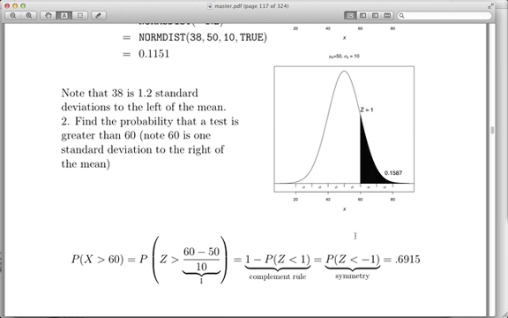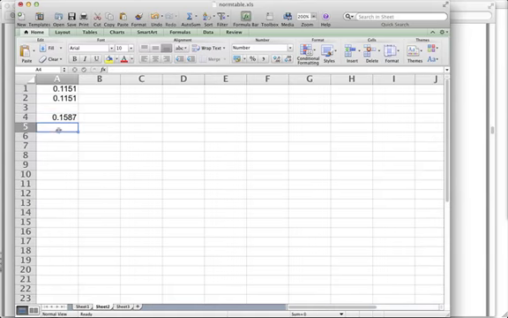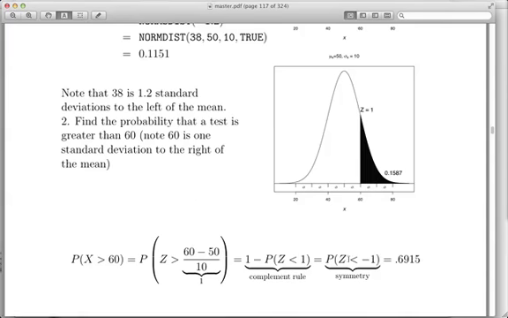Okay, now there's another possibility, and that is to invoke symmetry. So here's the notion behind symmetry. This area, so the chance that you're 1 standard deviation above the mean or more, is exactly the same thing as being less than minus 1 standard deviation. So if I go look up minus 1, let's go do that. Normsdist minus 1, you'll see that you get exactly the same answer. All right, so either of these are correct. I just noticed this number is incorrect. That'll be fixed in 1 minute. But this number is correct.